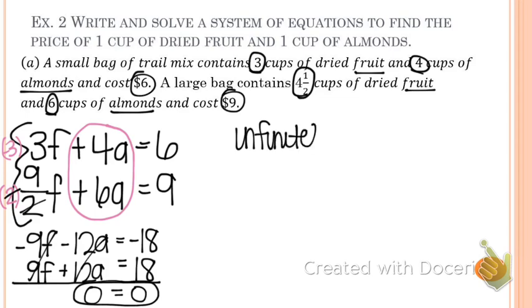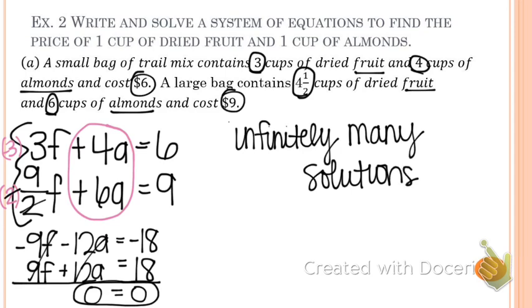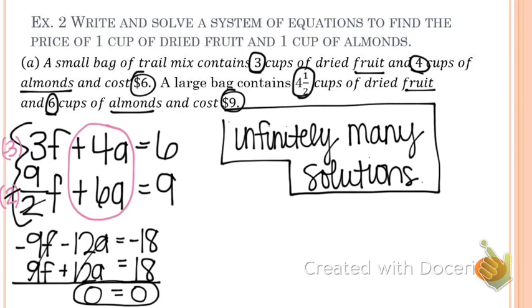Infinitely many solutions. Now, I will be honest, this threw me off at first. I'm like, this is a word problem. How do we have infinitely many solutions? But if you think about what you were trying to find, it would make sense. You were trying to find the cost of 1 cup of fruit and 1 cup of almonds. There's a lot of different number combinations that would allow this to come out to equal $6 or $9. So when you think about it in the context of the problem, it's not that far-fetched that there's a lot of different answers. All right, so that is lesson 5.4.